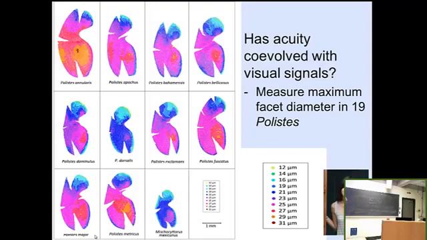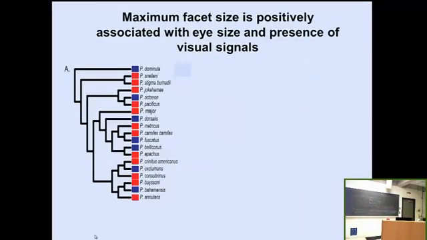Okay, so Judy Jin, who is a really fantastic undergraduate who's currently a PhD student at Berkeley, made these lovely eye maps where she looked at the size of the ommatidia in the acute zone of a bunch of different paper wasps. And she measured the maximum facet diameter in 19 different Polistes and tested whether the acuity has coevolved with visual signaling. So we did this in a phylogenetic context. You can see species here with blue next to them are those with visual signals. Species with red next to them are those without visual signals.